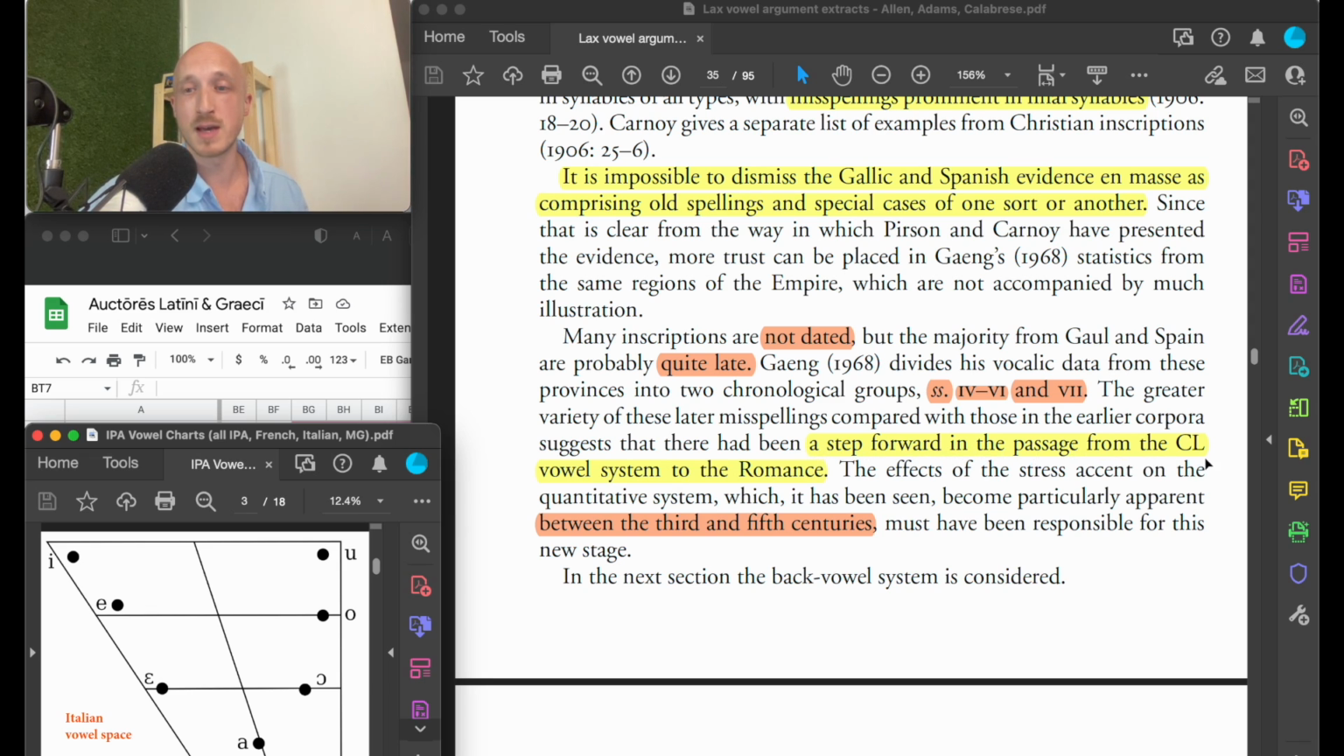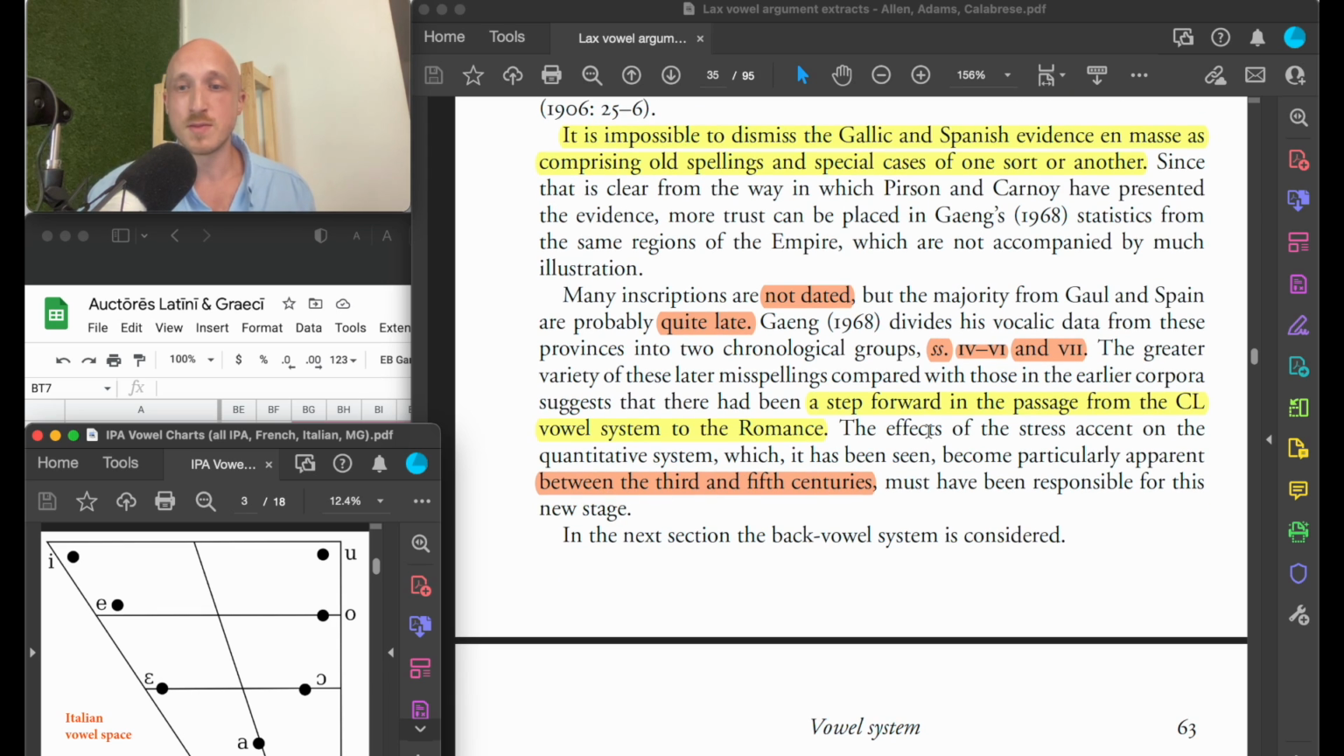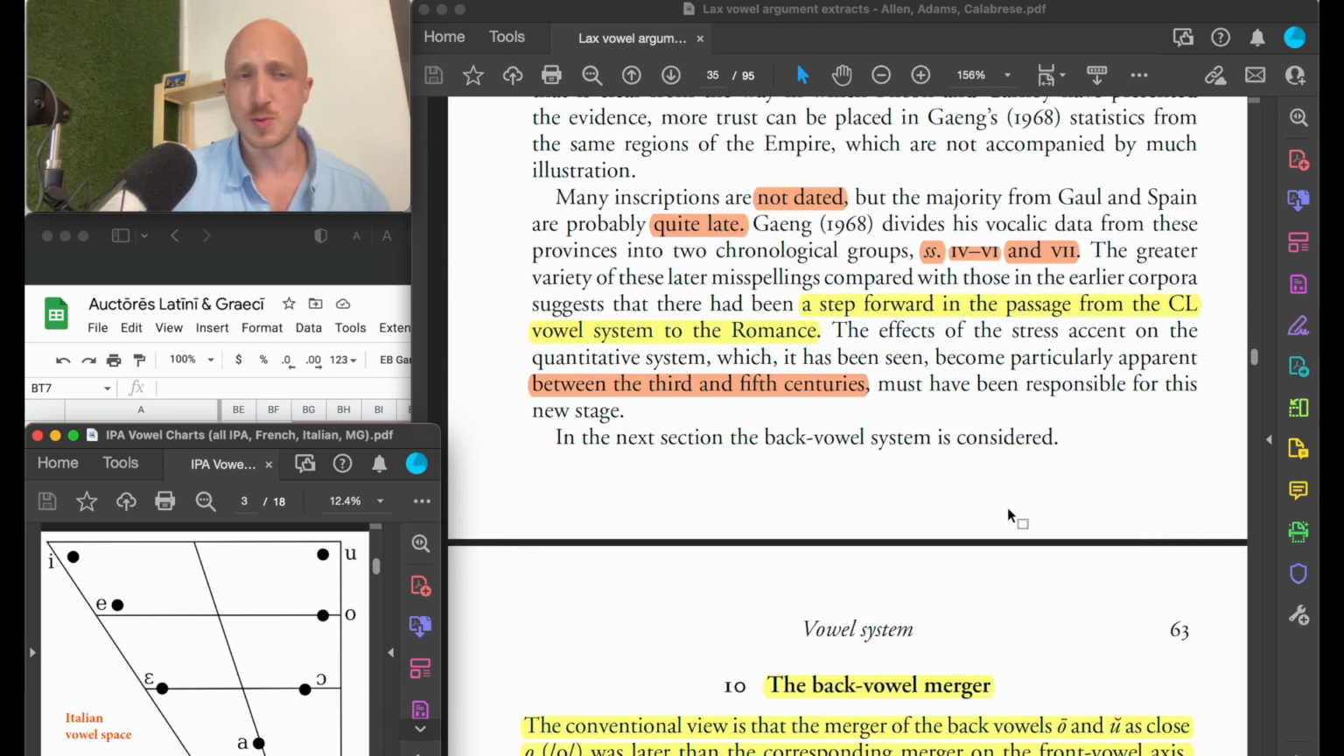A step forward in the passage from classical vowel system to the Romance. So the effects of the stress accent on the quantitative system between the 3rd and 5th centuries. So what have we seen so far?